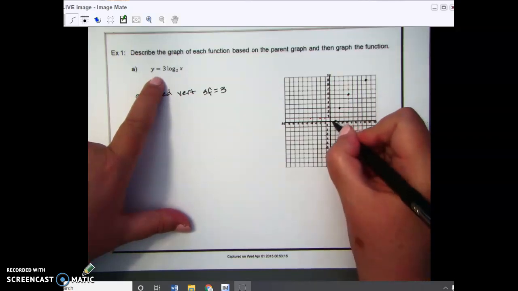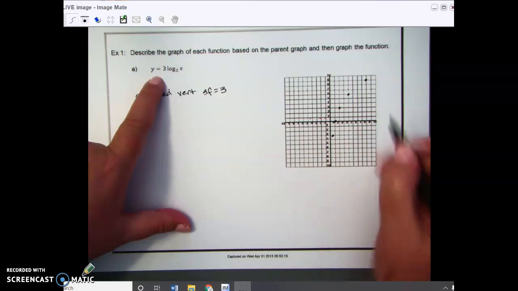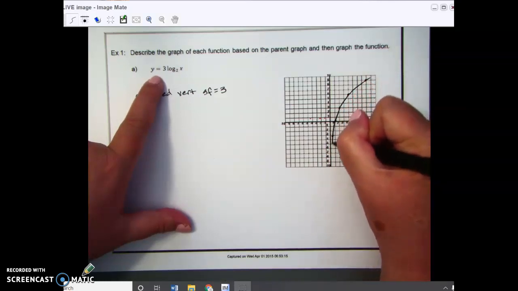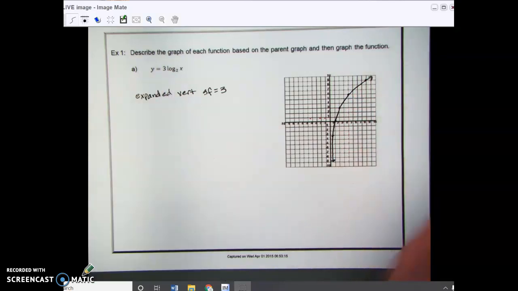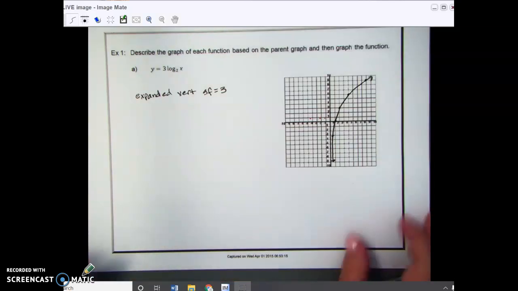And then if I go this way, what power of 2 gives me 1/2? That's -1, but I'm going to multiply that by 3, and I would come down this way. And so the graph looks like this. I'm still going to have an asymptote at the negative y-axis. I've just expanded my graph vertically. I've stretched it vertically by a scale factor of 3.